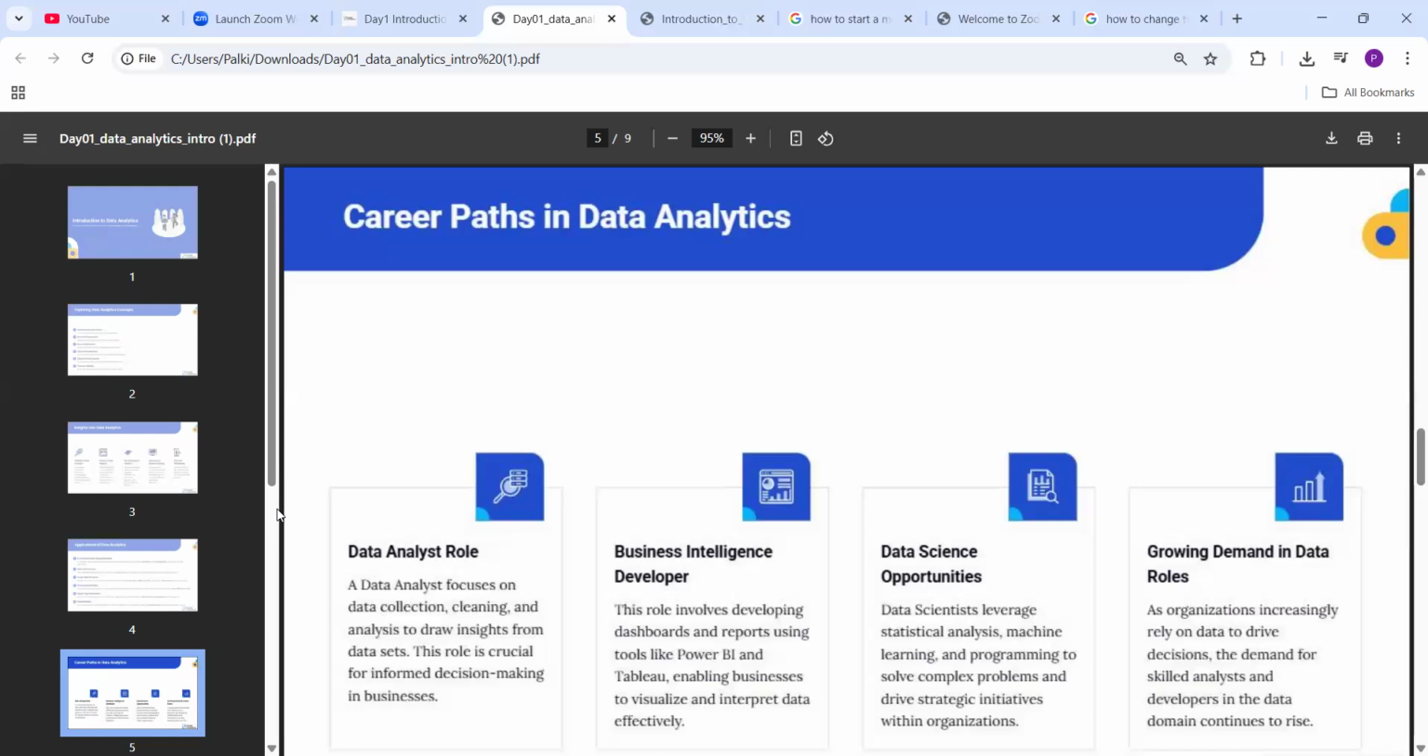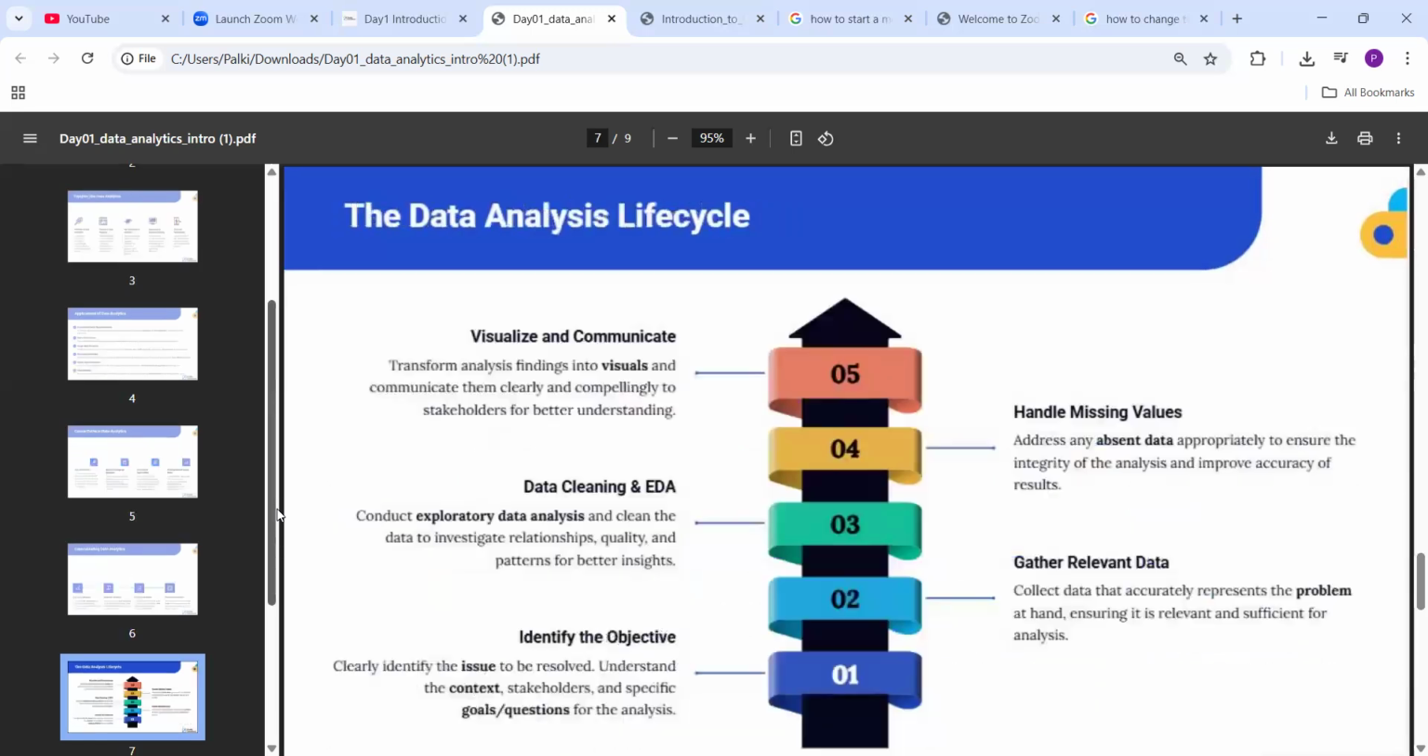Why is it growing in demand in data roles? Because everything is getting recorded. Everything needs space to store the data. As organizations increasingly rely on data to drive decisions, the demand for skilled analysts and developers in the data domain continues to rise, and it will rise.